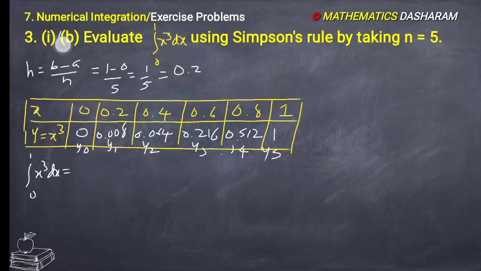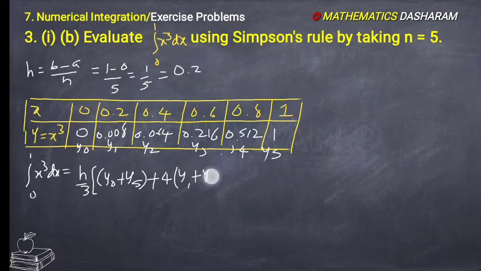Next, question B: evaluate the integration from 0 to 1 of x cube dx using the Simpson rule by taking n equal to 5. See, here the function is the same and the n value is the same, just the method is different. So the Simpson rule formula is h by 3 bracket of the sum of the first and last ordinates, so y0 plus y5, plus 4 into the sum of the odd ordinates, so y1 plus y3, plus 2 into the sum of the even ordinates, y2 plus y4. Let's substitute the values in this.